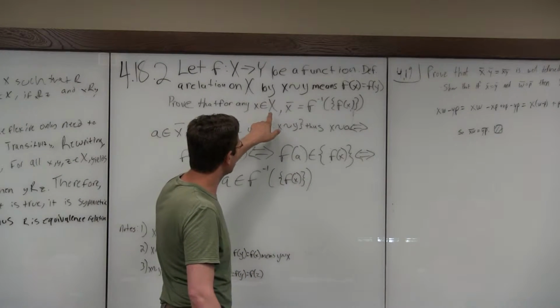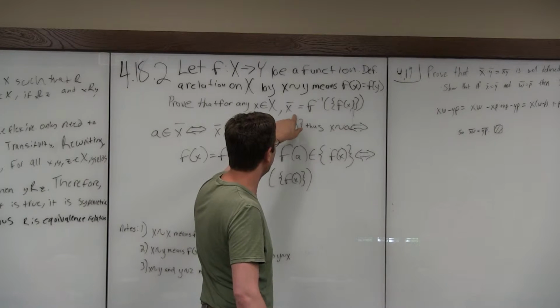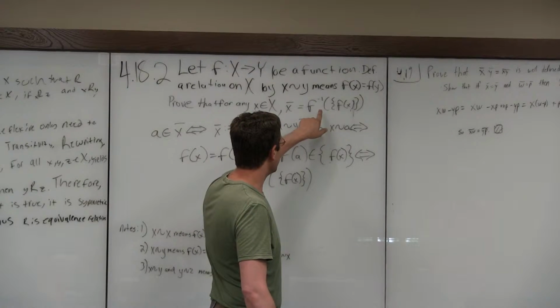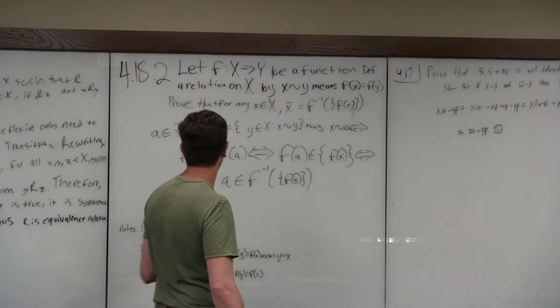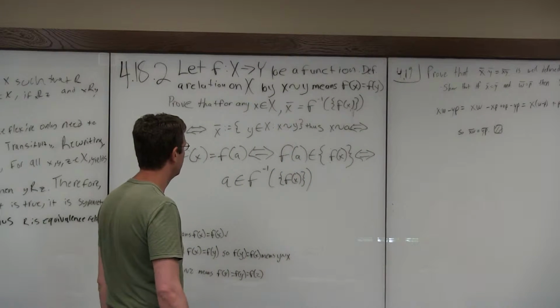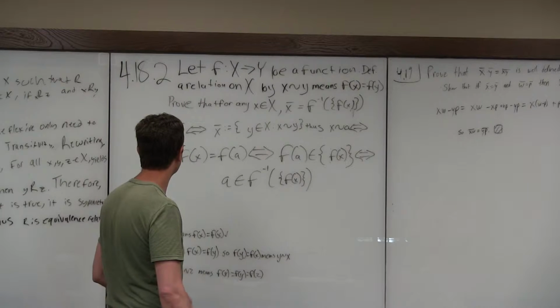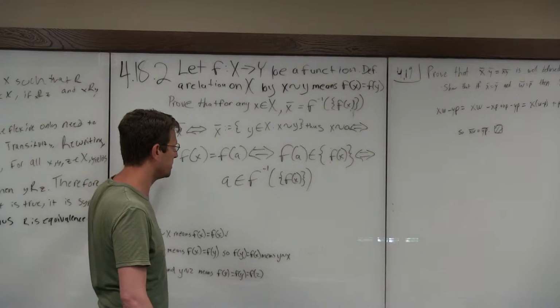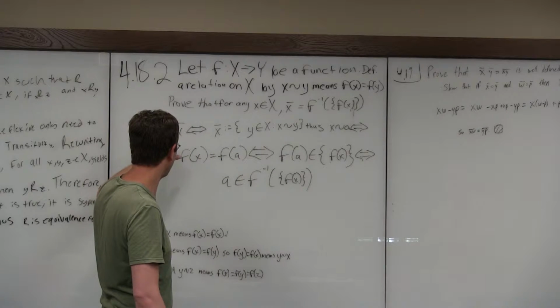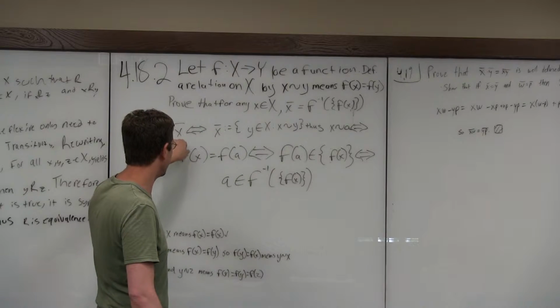Prove that for any x an element of big X, x bar is equal to the inverse image of the set containing f of x. Okay, nicely spoken. That's the way you should say that in a situation like this. Okay, good. So for the initial inclusion, I started out with letting a be an element of x bar.